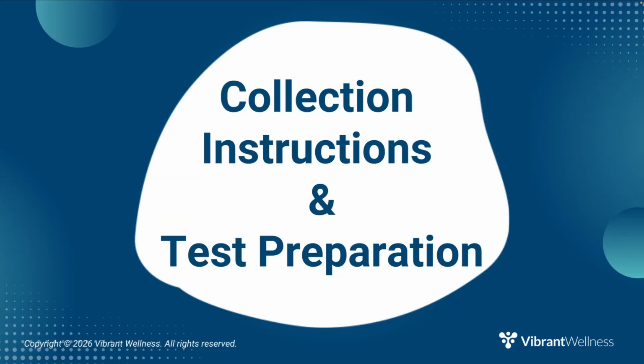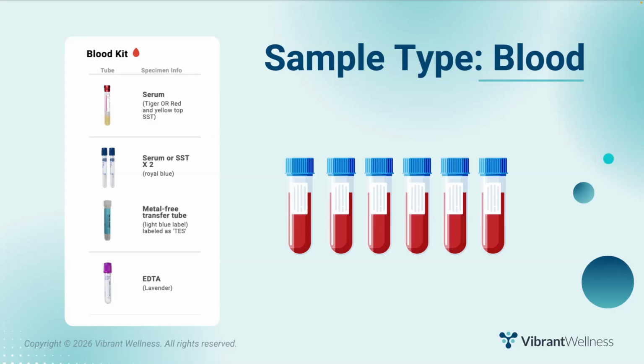Next, let's walk through the collection process for the Nutrient Zoomer, including how the sample is obtained and the key preparation considerations to ensure accurate results. Vibrant's Nutrient Zoomer is a blood-based test. Blood is collected via venipuncture, performed by a trained phlebotomist. This test requires 6 tubes of blood, which allows us to analyze nutrients across multiple biological compartments.